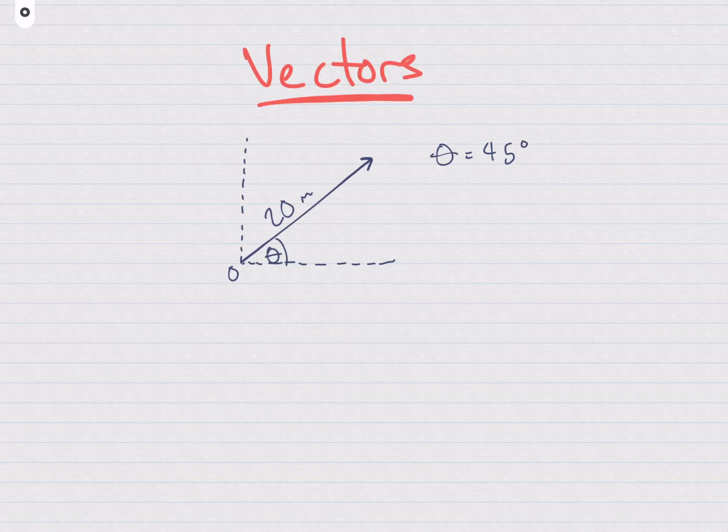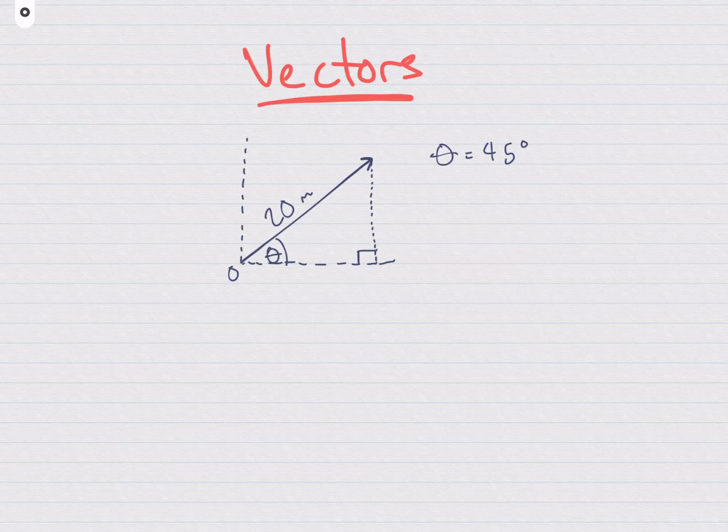Now, a common thing that you would have to figure out, especially in introductory vector problems, is how far in the x direction and how far in the y direction your vector goes. So then, what does this look like? It looks like a right triangle. So, if you know there's a right triangle, you could use trigonometric properties to figure out how far in the x direction, how far in the y direction it goes.